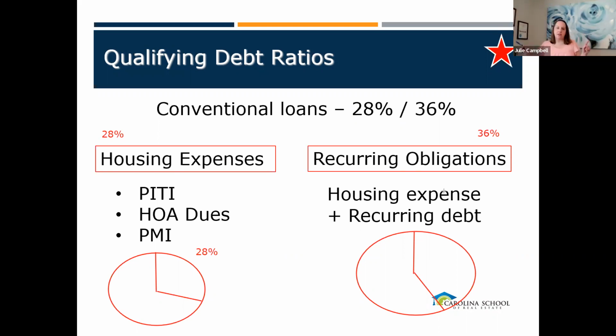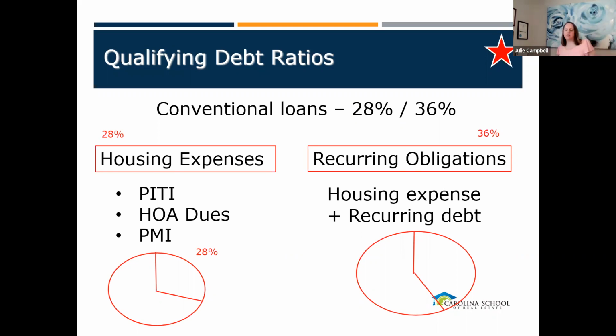If either one of these is over the qualifying ratio, don't spend your time showing them 13 properties on Saturday, because they're probably not going to get loan approval. If it's close, I'll leave that up to you.